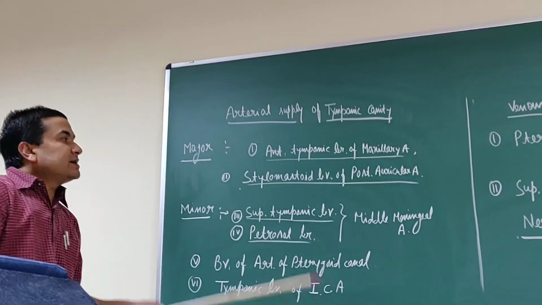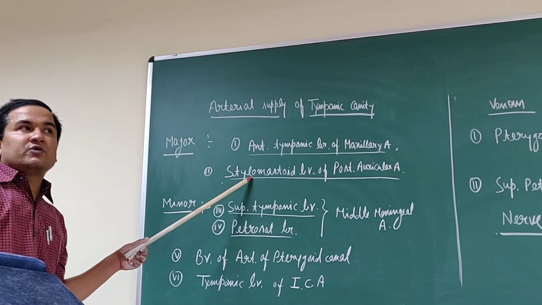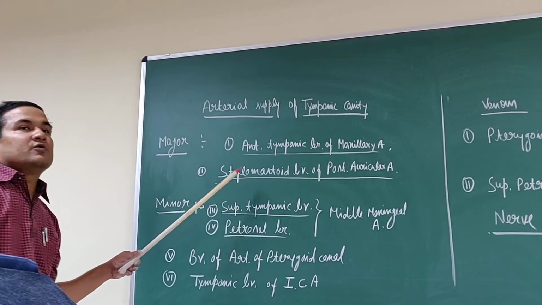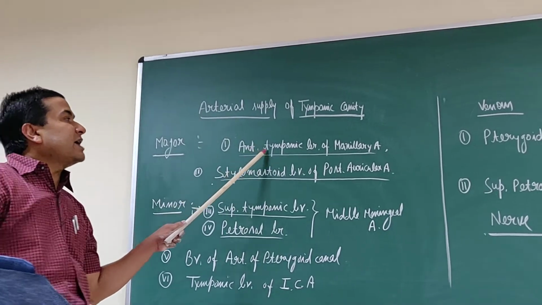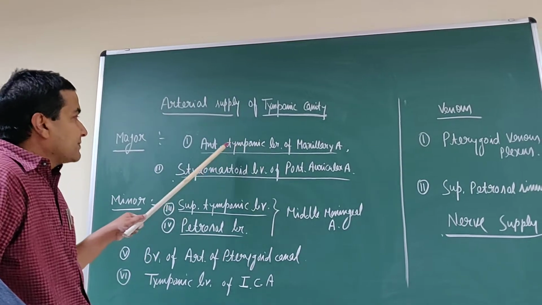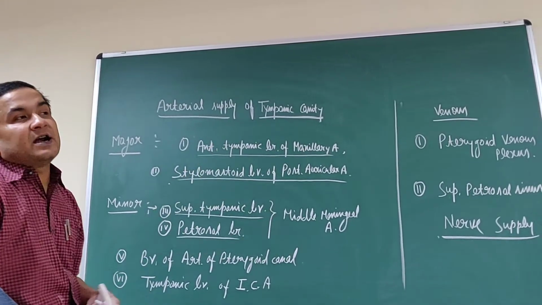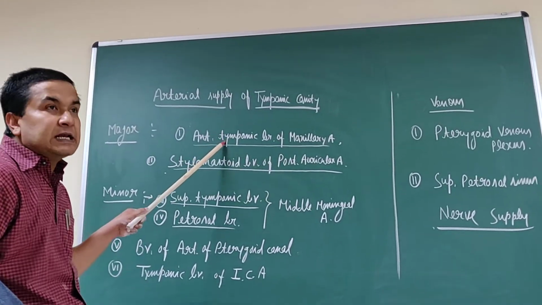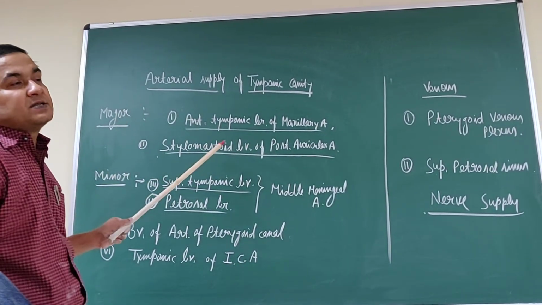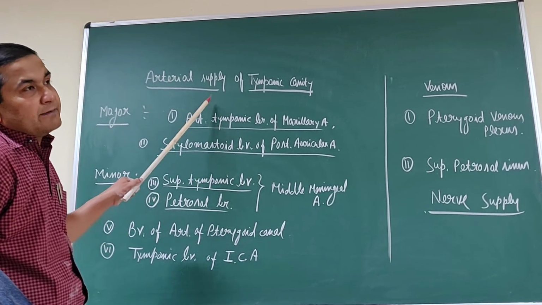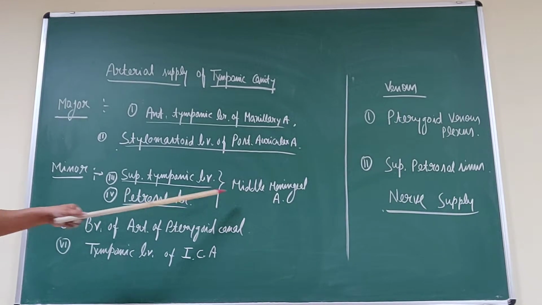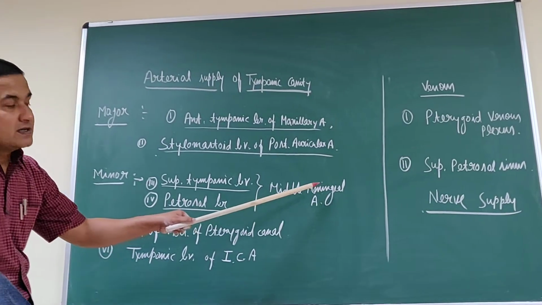This stylomastoid branch enters through the stylomastoid foramen, the same foramen where the facial nerve comes out. And the second branch is the anterior tympanic branch of the maxillary artery. It is a branch of the first part of the maxillary artery that enters through the medial end of the petrotympanic fissure. So these are the 2 major branches that supply the middle ear cavity as well as the tympanic membrane.